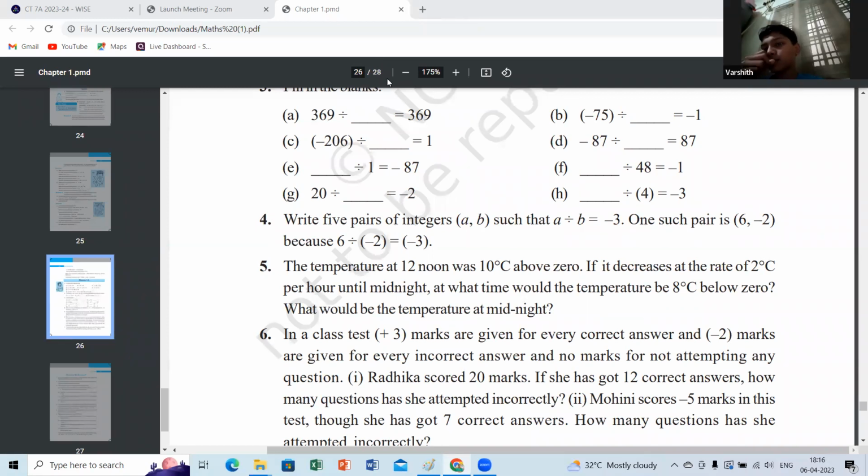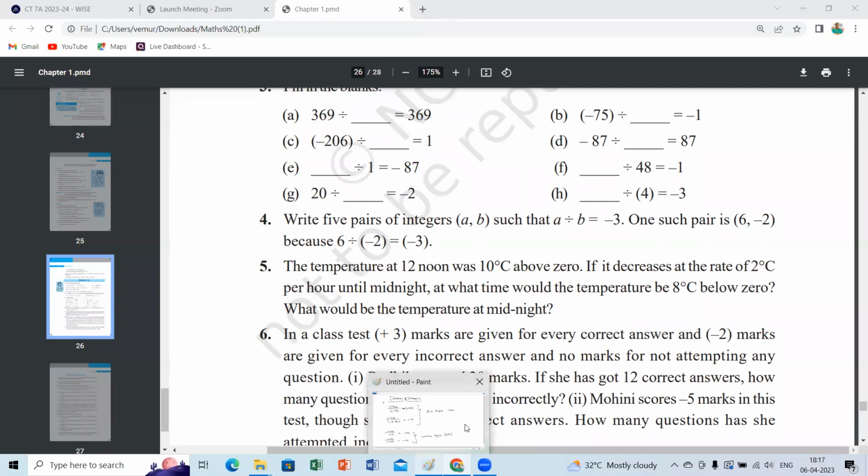What about Anubhav's answer? Anubhav, are you there? Ma'am, sent. Okay. Very good. First one is correct. Second one is correct. Third one is correct. Fourth one is correct. Fifth one. Very good, Anubhav. Good. Varshit, think about the second, first and fourth. The denominator should be greater, which means you would get fractions, not integers.